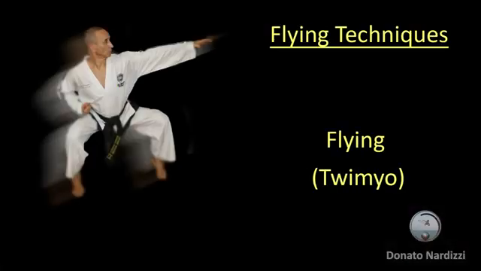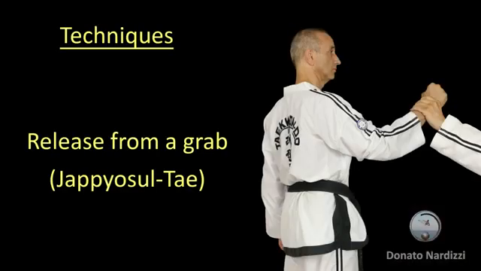Most attacking techniques and some blocks can be done whilst in the air. We refer to these as flying techniques. The term for flying in Korean is tumyo. Some of the movements in Taekwondo patterns are releases from a grab, and the Korean term for this is japyusul.